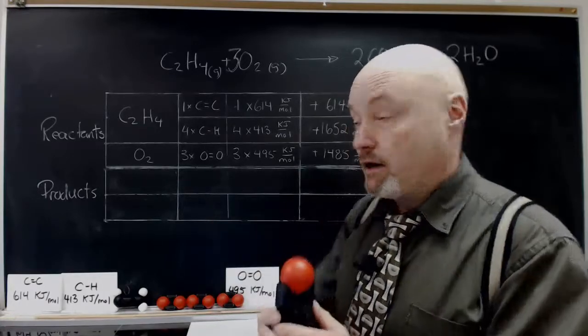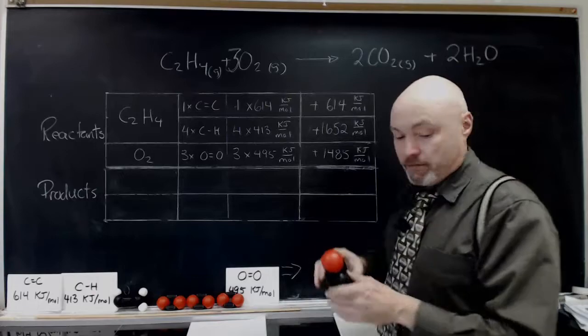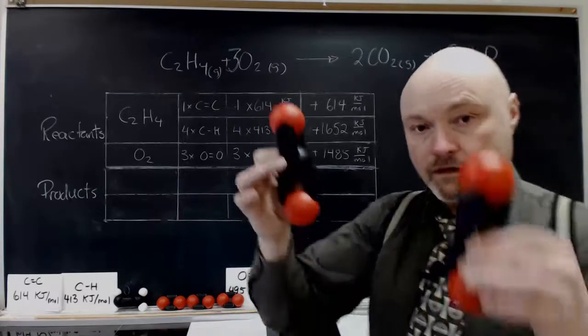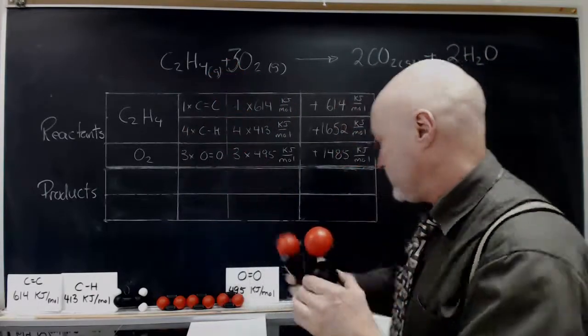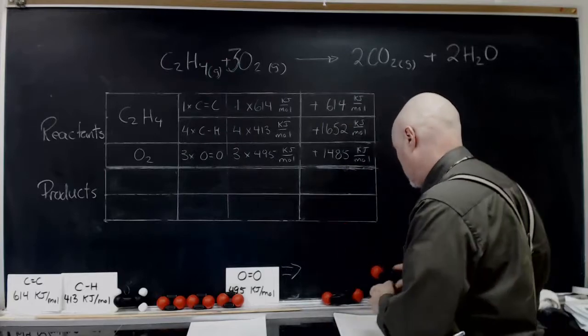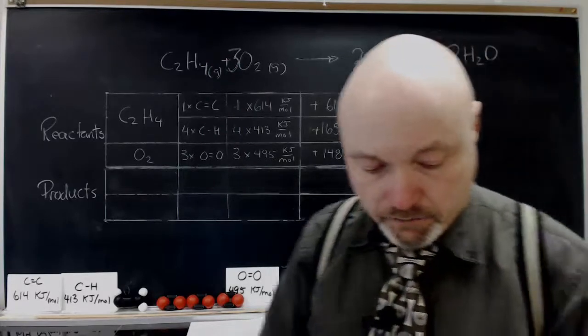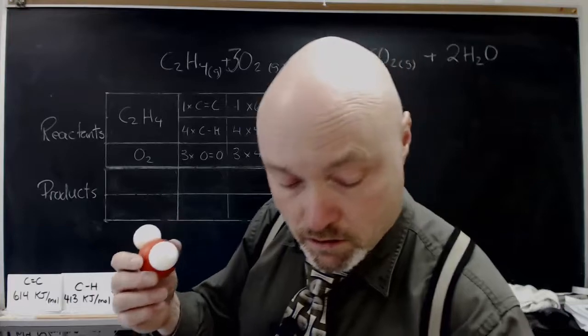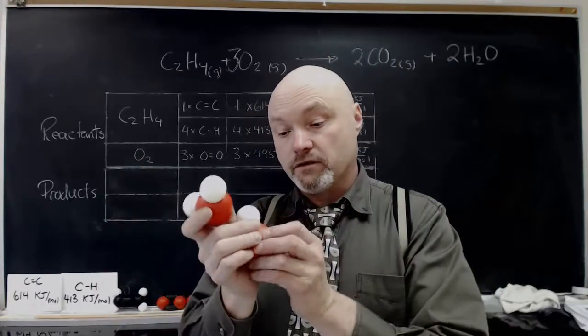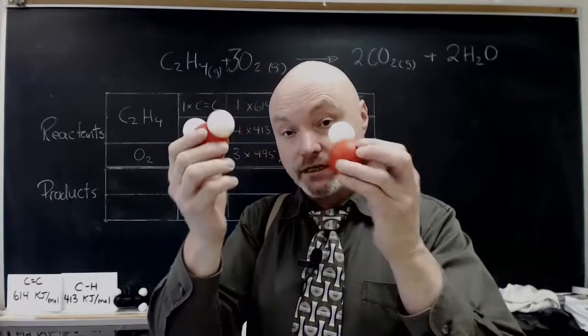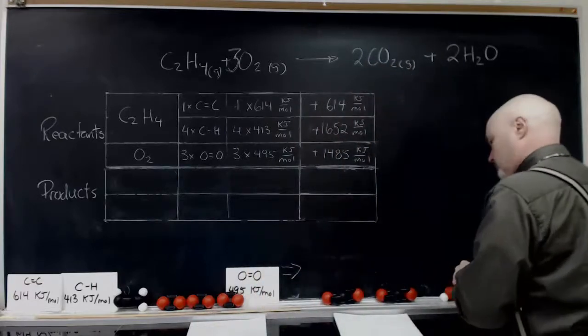And so we're going to be making 2 carbon dioxide molecules. And so you'll notice there are 4 double bonds there. And we are also going to be making 2 water molecules. And so there are 4 oxygen-hydrogen single bonds involved in that.